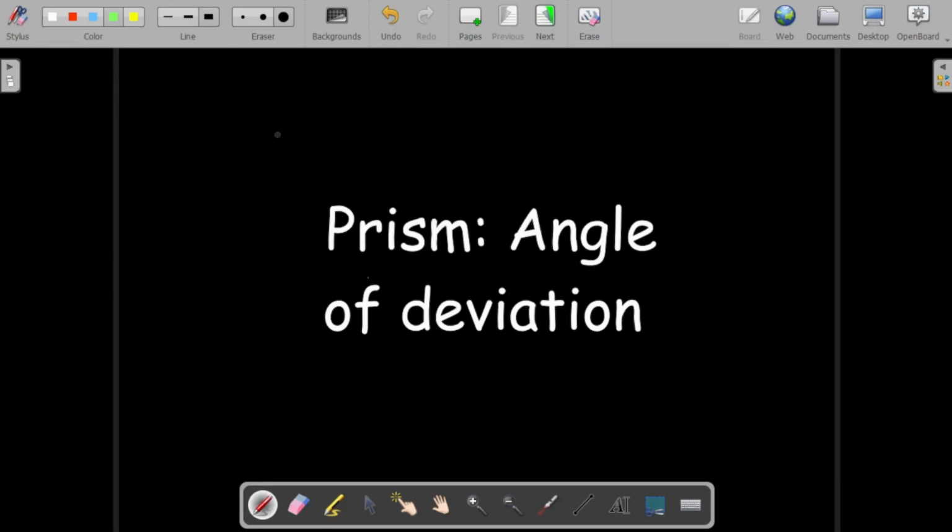In the last video, we covered the derivation of angle of deviation, which was delta equals I, which is angle of incidence, plus E, that is angle of emergence, minus A, which was the prism angle. This A was equivalent to the refractive angles inside the prism, R1 and R2. R1 was the refractive angle at the first surface, and R2 was considered as the incidence angle at the second face. So further we have to discuss the factors on which this angle of deviation depends.